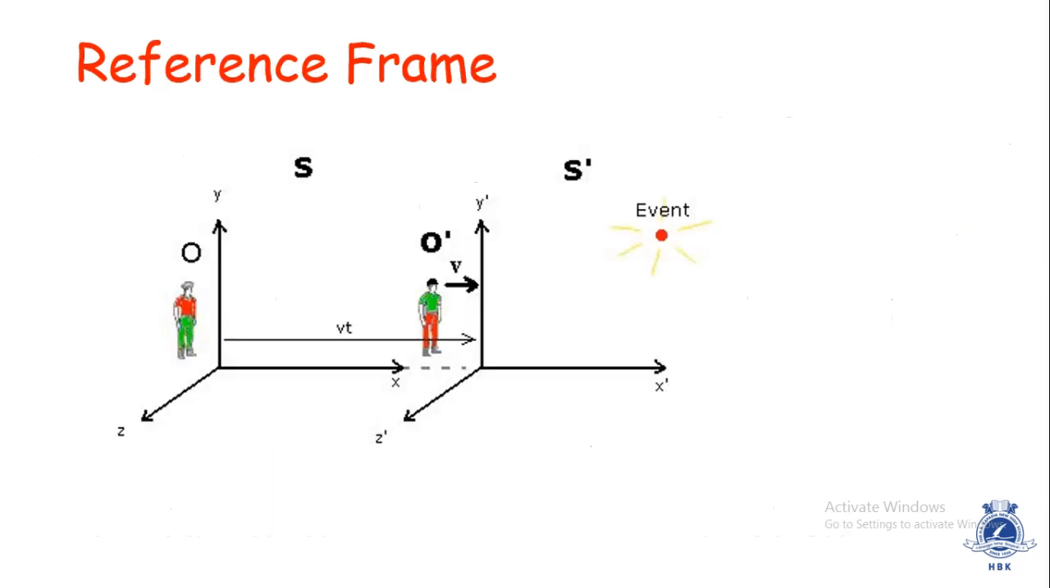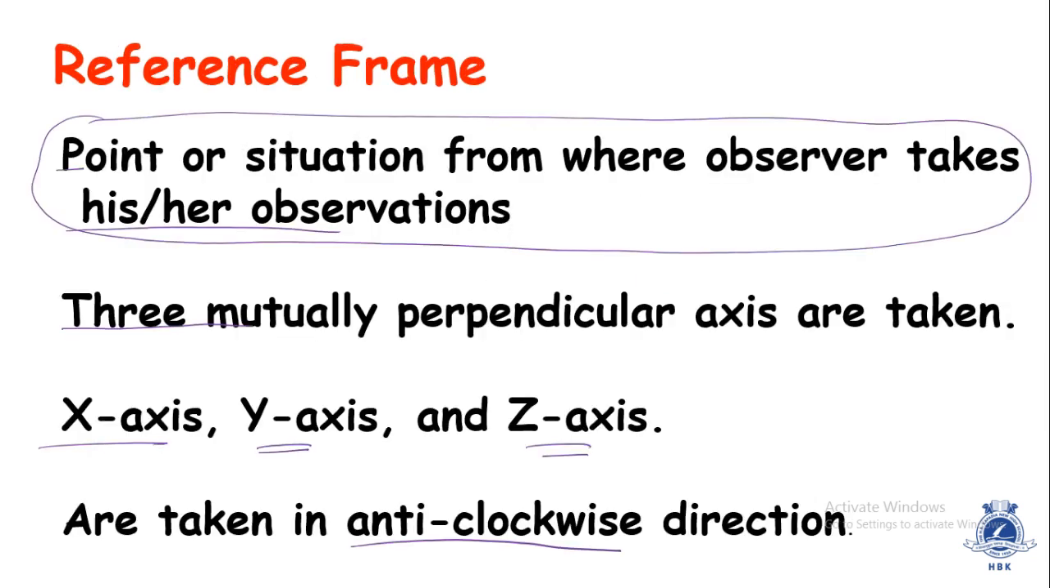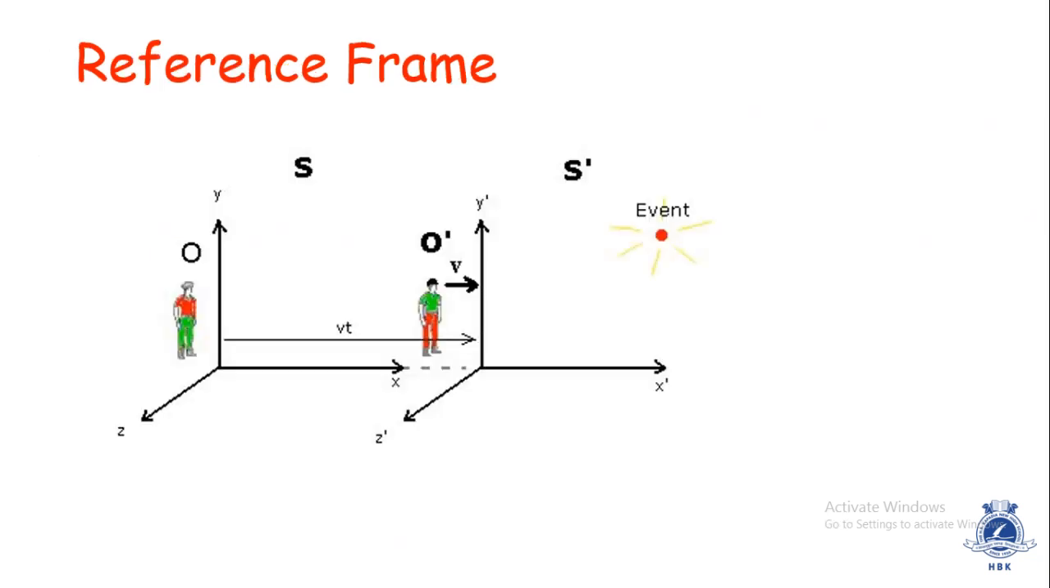Now let's see next. Here comes the definition of a reference frame. I just told you that a point or a situation from where the observer takes his observation is called a reference frame. Now it's time to understand that thing better. So here comes the basic definition of a reference frame. As shown in the figure, you can have two observers, observer O and another observer O dash. These two observers are observing an event. Over here there is an event, and these two observers are observing that event.